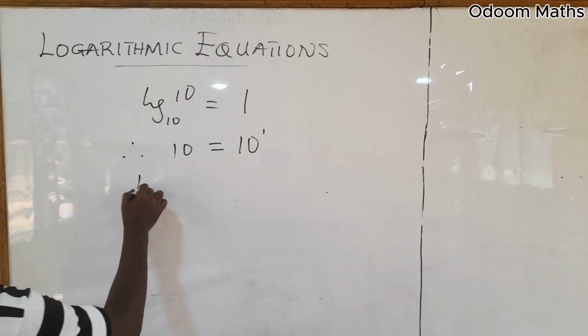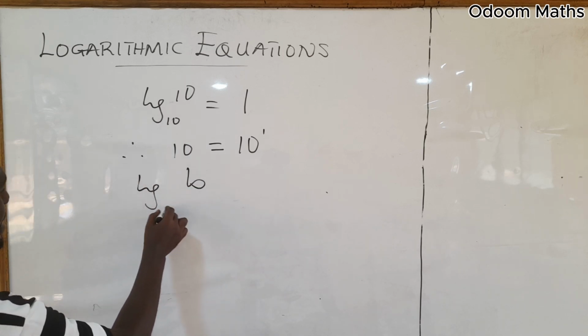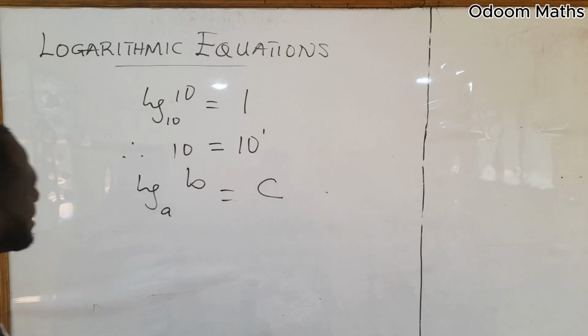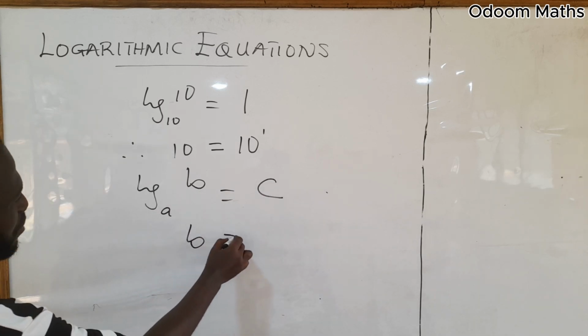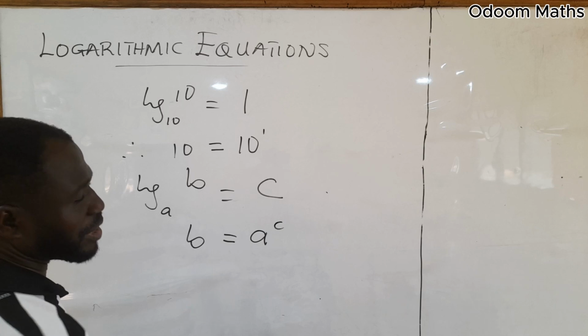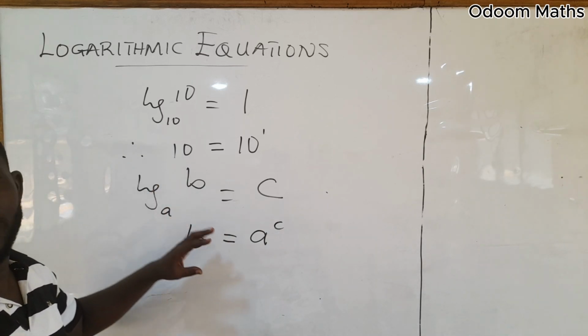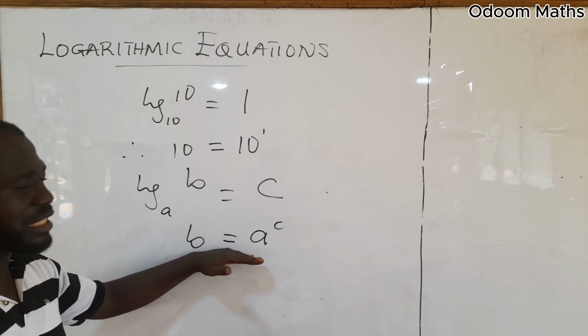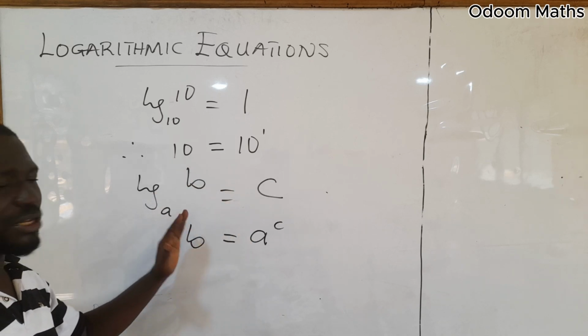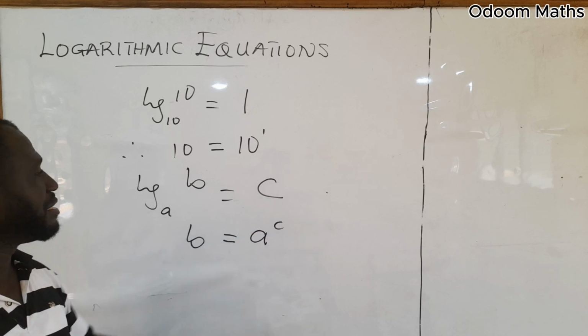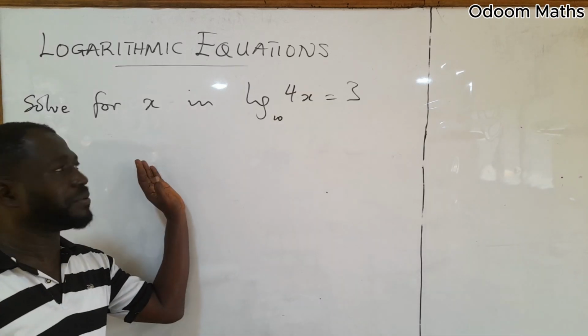So it means that log b base a equals c is the same as b equals a to the power c. So we just change logarithm to indices. We can also change indices to logarithm. That is log b base a equals c. Okay, so now let's look at this first example.